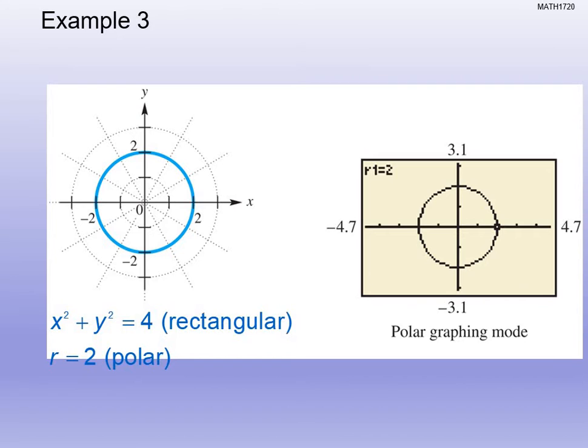Alright, just so we do this one together, make sure you hit mode and put your calculator in polar. Then hit y equals, and then you're going to hit 2. Then I just hit zoom 6, zoom standard, and it essentially puts that on the model for me. There's not a zoom polar button, but you should be able to graph this and get a circle that has a radius of 2.